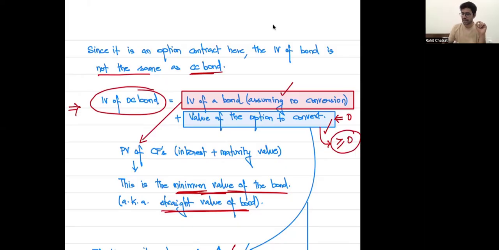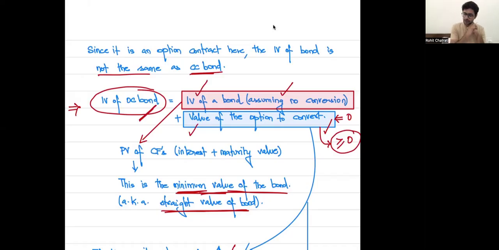In the previous lecture, I told you that the intrinsic value of a convertible bond, of an optionally convertible bond, is equal to the straight value of a bond plus the value of the option contract. The intrinsic value of an optionally convertible bond is equal to the straight value of a bond plus the value of the option to convert. The right to convert is itself going to have a separate value, and we are going to add that value to the straight value of the bond to calculate the value of an optionally convertible bond.